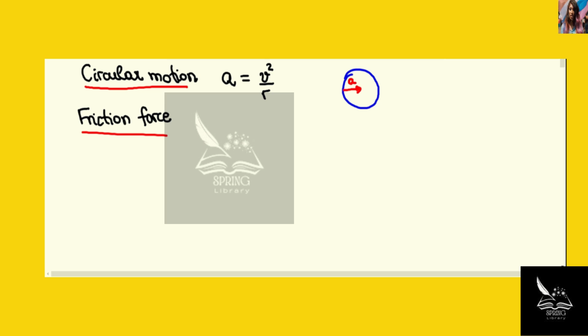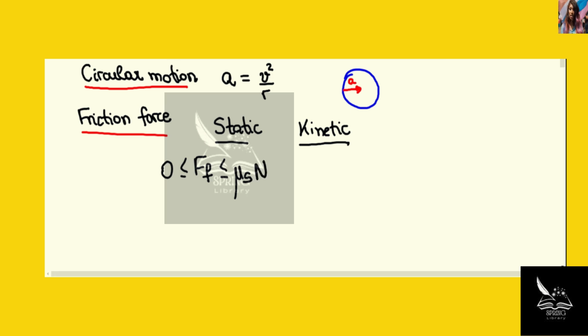What we need to know about friction force is that there are two types of friction force: the static friction and the kinetic friction. The static friction happens when a particle is not moving relative to the surface upon which it lies, and the friction force varies from 0 to a maximum value that is equal to the coefficient of static friction, μs, times the normal force that the surface exerts on the body.